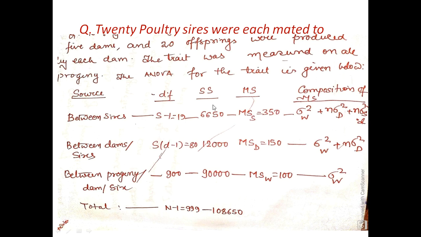Now this is sum of squares: between sire sum of squares, between dam per sire sum of squares, between progeny per dam per sire sum of squares, and this is total. And this is mean sum of squares, which is obtained by dividing sum of squares by degrees of freedom. Now the composition of mean sum of squares in this case: as in half sib it was sigma square W plus K sigma square, in this case we have sigma square W plus n sigma square D plus n into D into sigma square S. For between dam and sire we have sigma square W plus n sigma square D, and for between progeny per dam per sire we have sigma square W.